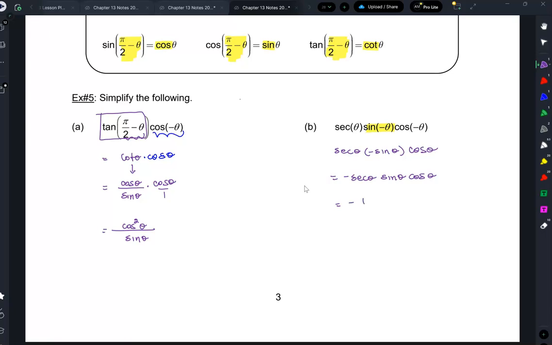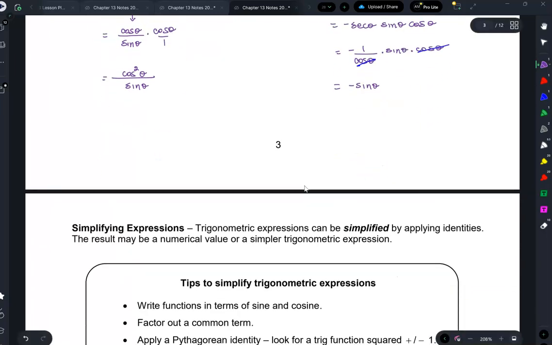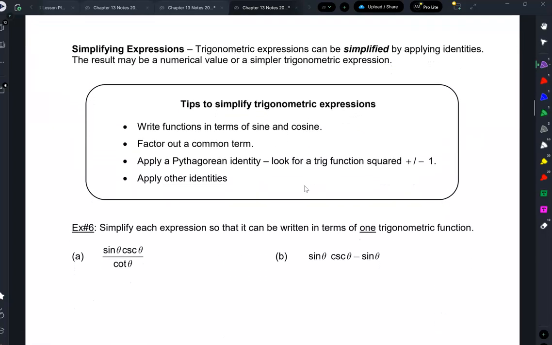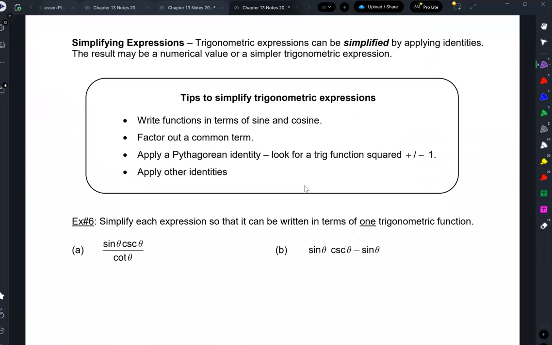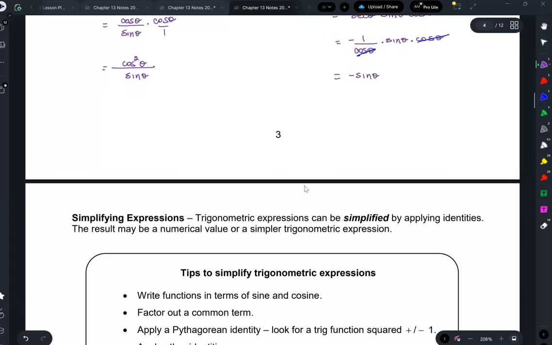Negative secant is negative 1 over cosine theta. Sine is as simple as it can be. So is cosine. But now you can see that the cosine and the cosine reduce. So this will just be negative sine theta. Negative sine theta.